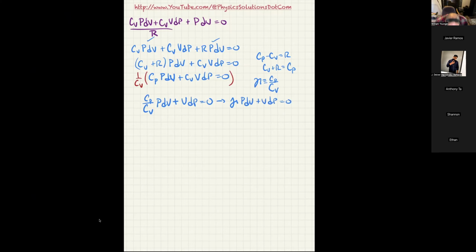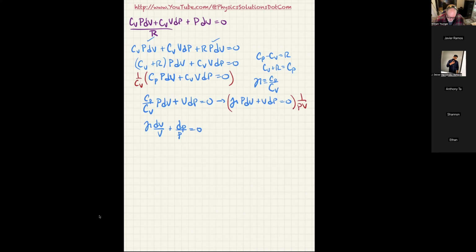And from that, we can divide both sides by P and V. In other words, we're going to multiply top and bottom by 1 over PV. And what you're going to see is that we get gamma times dV over V plus, in the case of the V dP, the V disappears and I get dP over P, and that's all equal to 0.